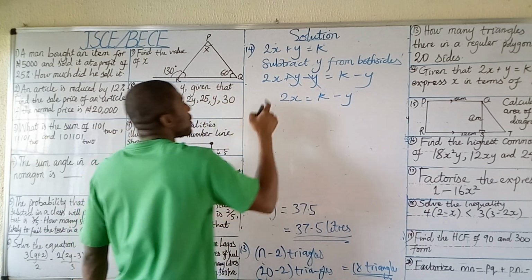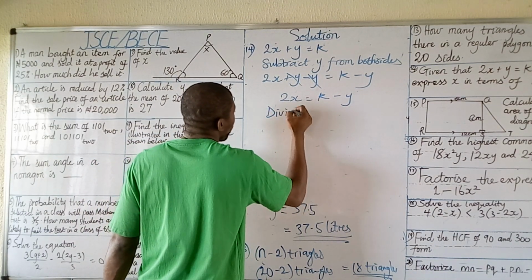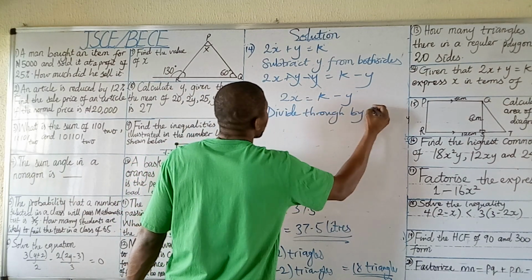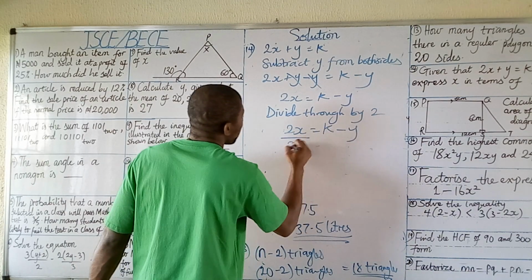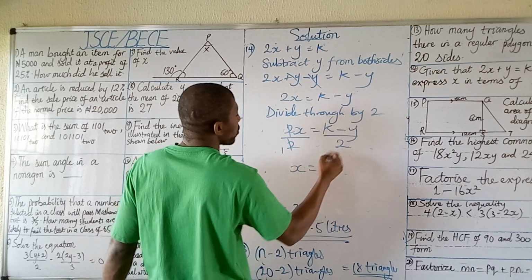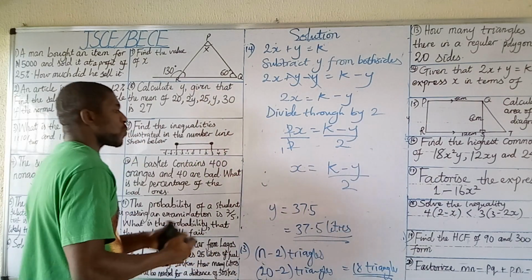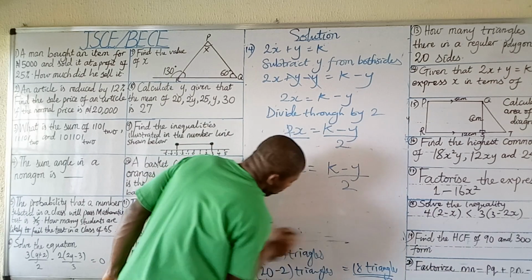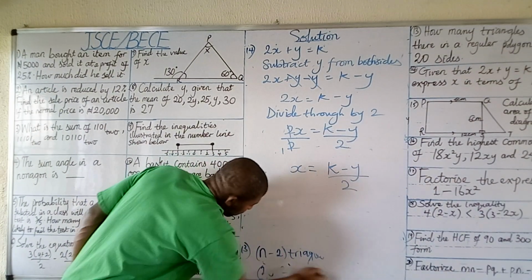Okay. So next is for the 2 to leave. Divide through by 2. So 2x equal to k minus y. Here divide by 2. Here divide by 2. 2 instead of 1. So x is equal to what? k minus y all over 2. So we have expressed it in terms of x. Alright, so that's also solved. Next is question 15.